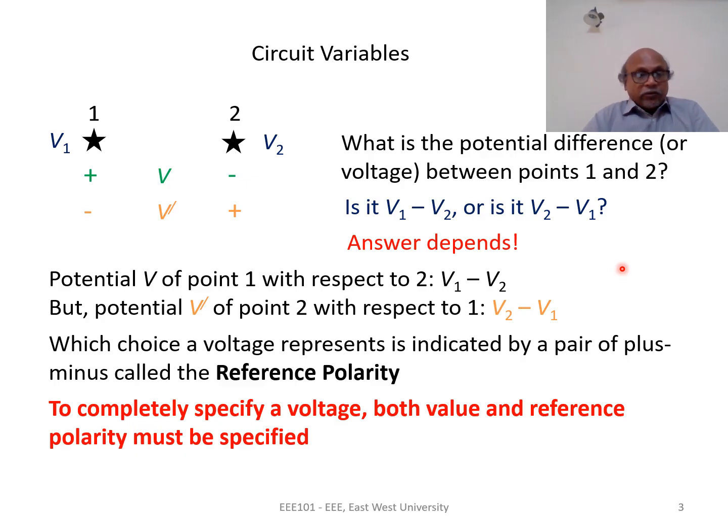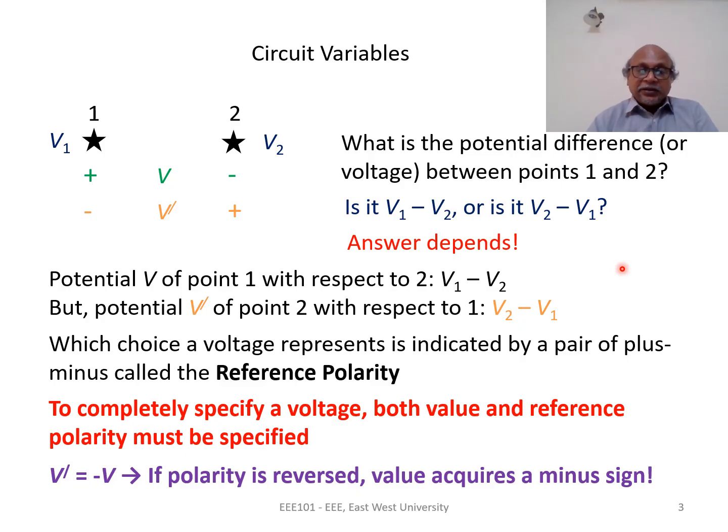Another point we also observe is that the voltage V prime is V2 minus V1, and V is V1 minus V2. That means V prime is minus V. This is an important observation. If we reverse the reference polarity of a voltage, its value acquires a minus sign. Always remember it. This will be very useful in problem solution during later parts of this course.